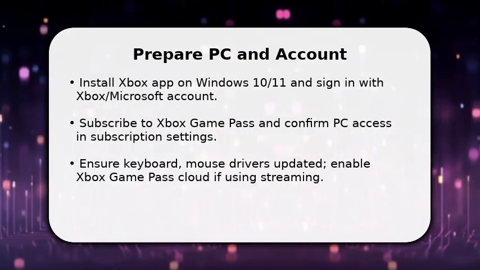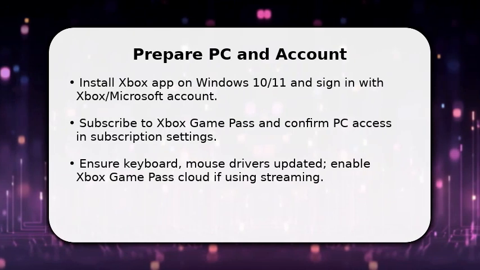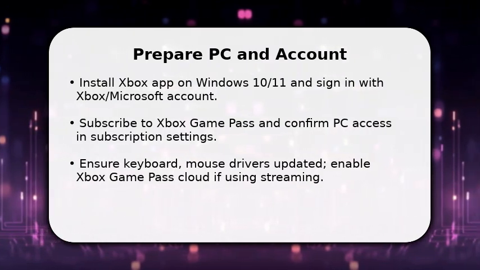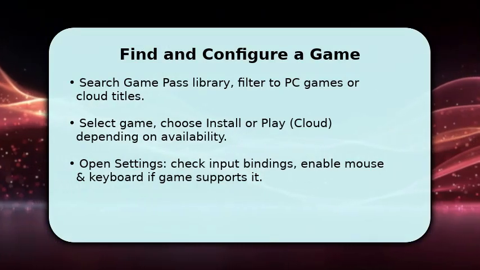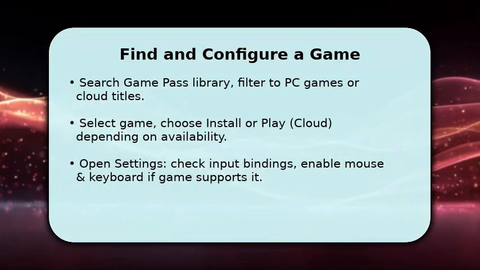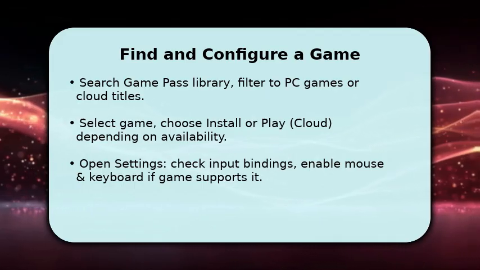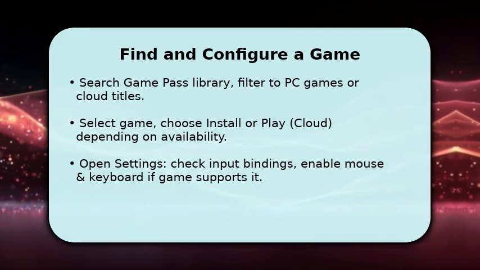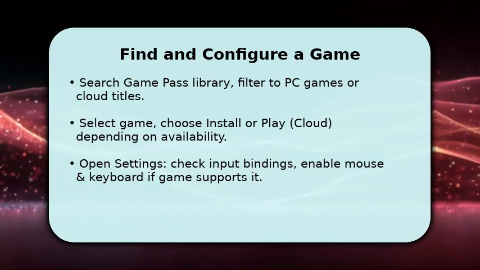issues before launching games. Now choose a title from the Game Pass library, filter to PC games or cloud games depending on whether you will install or stream. After selecting the game, click Install for local play or Play, cloud to stream immediately.